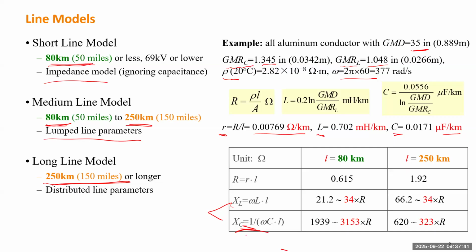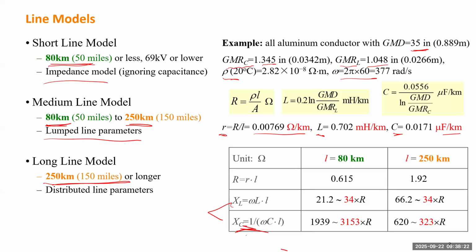So R for 80 kilometers is about 0.6 ohm. For 250 kilometers, about 2 ohm. And X_L, the inductive reactance, will be 34 times the resistance. Okay, which means if you ignore R and only use the inductive reactance X_L for the entire line impedance, the error is only 1/34th, about 3%. So if that's a big deal to you, you keep R. Otherwise, you can just ignore R for this transmission line.